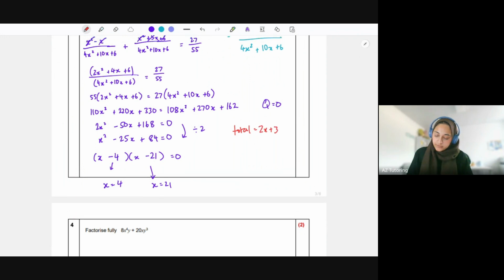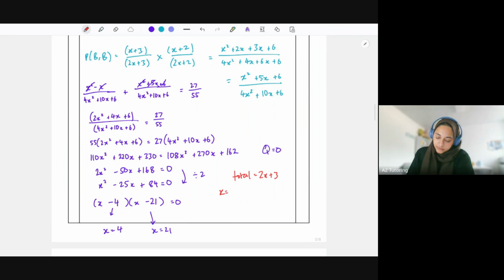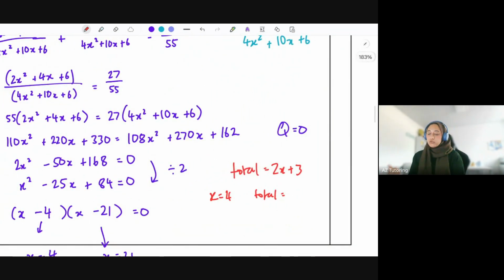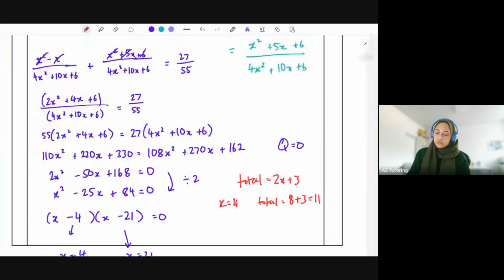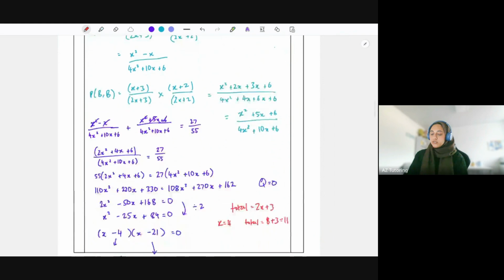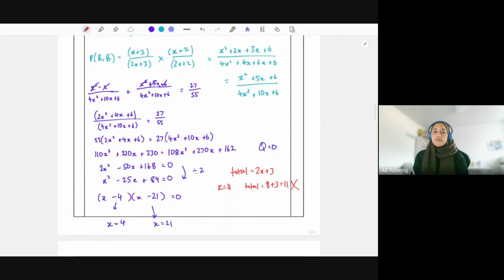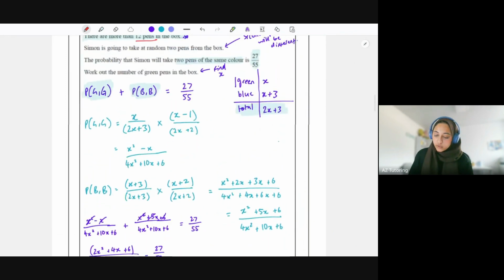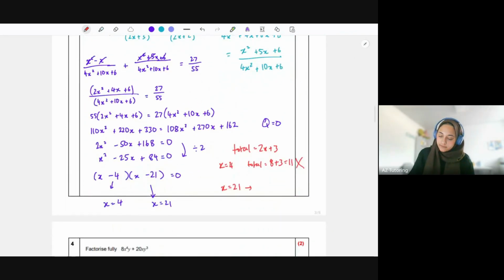2x plus 3. Now, if I make x equal 4, what do I get as the total? I get 2 times 4, so I'm plugging 4 in. 2 times 4 is 8. 8 plus 3 gives me 11. But we've just said in the question that there's more than 12 pens in the box. So therefore, x can't be 4. So therefore, x must be 21. You would just say x is 21. There are 21 green pens in the box.